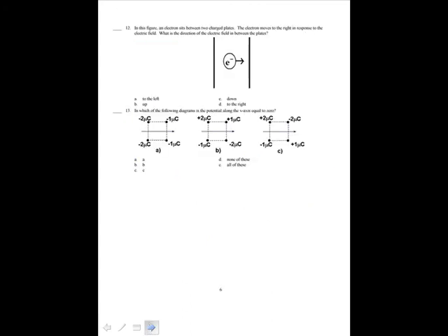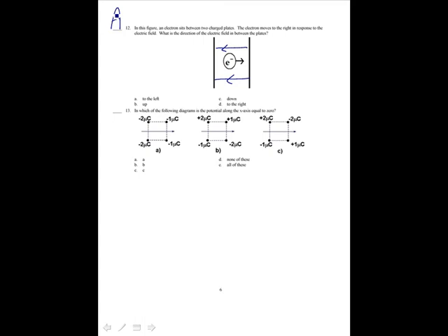In this figure, the electron sits between two charged plates. The electron moves to the right in response to the electric field. What is the direction of the electric field? All right, in order to have a force that goes in that direction, your electric field has to be in the opposite direction because it's a negative charge. So the electric field is to the left.